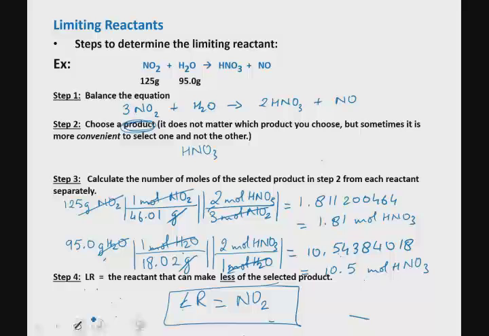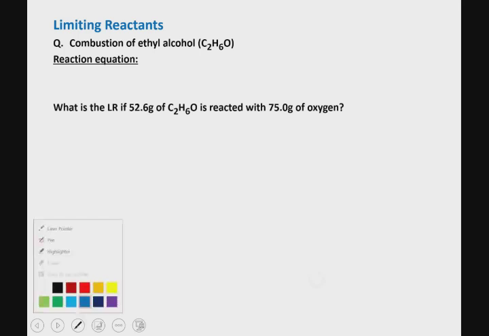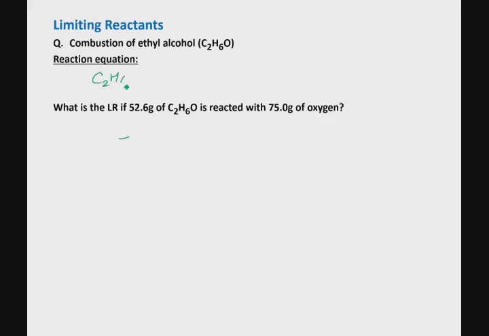Okay, let's try another problem of a similar kind. Here we are dealing with combustion of ethyl alcohol. First step, of course, as in any case, is for us to write a correctly balanced reaction equation. Please pause the recording while you do that. So C2H6O plus 3O2 gives us 2CO2 plus 3H2O.